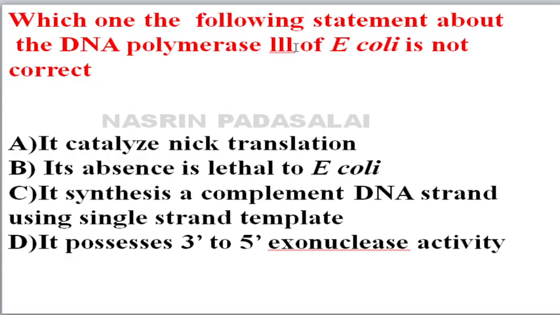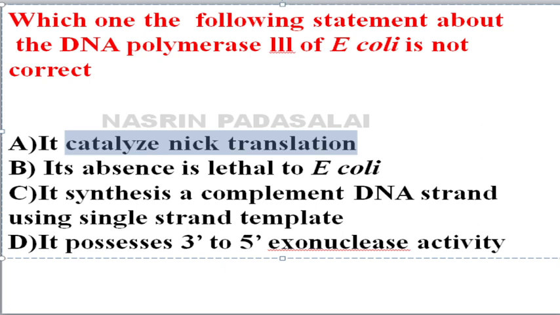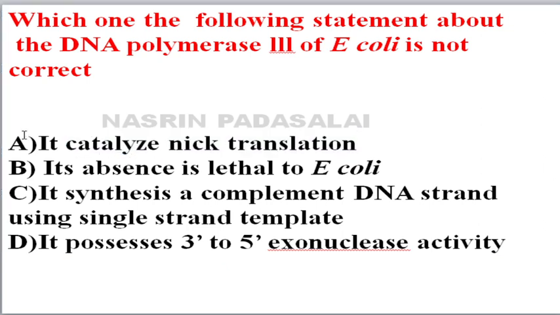Next question: which of the following statements about DNA polymerase 3 of E. coli is not correct? This is the easiest question, friends. DNA polymerase 3 is a holoenzyme involved in prokaryotic DNA replication, and this enzyme was first identified by Kornberg. First, does DNA polymerase catalyze nick translation? No, DNA polymerase 3 is not involved. DNA polymerase 1 is involved in catalyzing nick translation, which is used in the labeling of DNA. So option A is wrong.